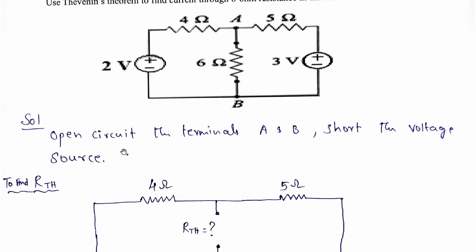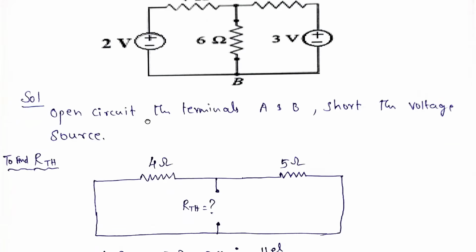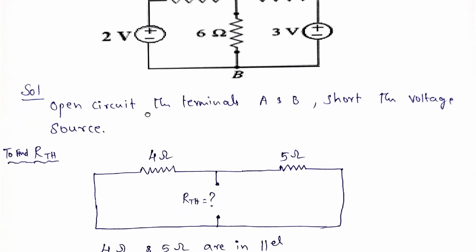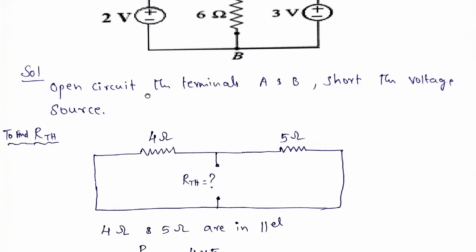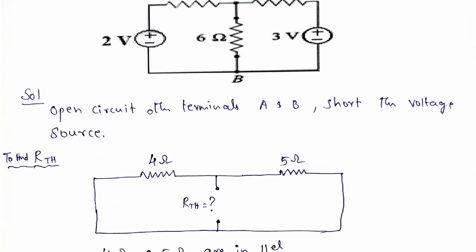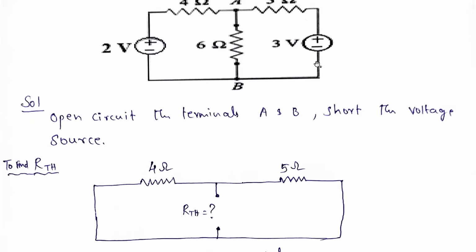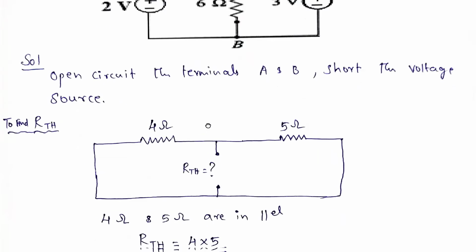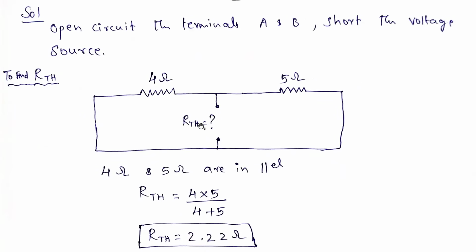Short circuit the voltage source and open circuit the current source. The current source is not there, so we just need to short circuit the voltage sources. So to find RTH, we need to short these two voltage sources and open the load terminals. Load terminals we opened. Here we need to find RTH.